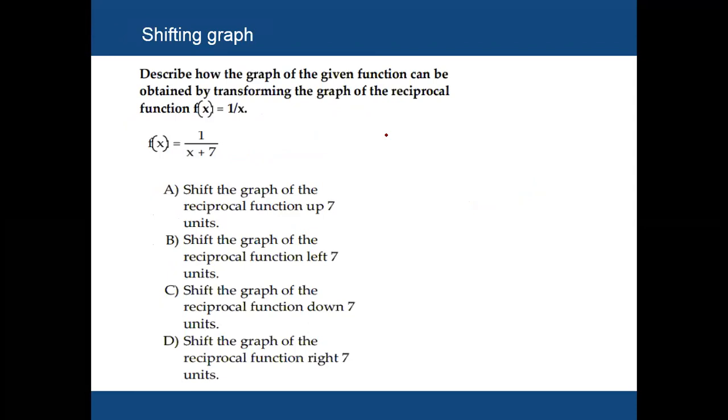Last one: we have f of x is equal to 1 over x, and if we want to shift it like f of x equals 1 over x plus 7, so the graph will shift to the left side, right side, downward, or upward.